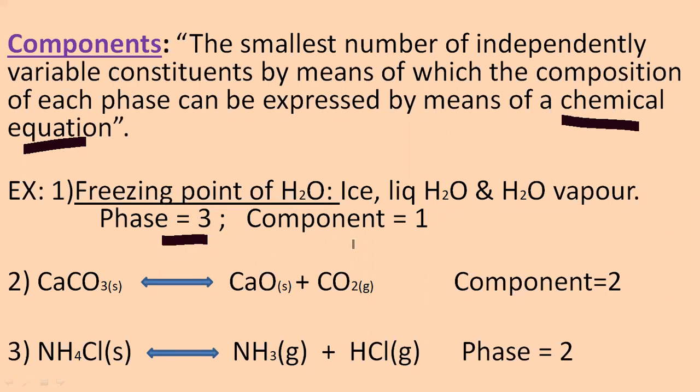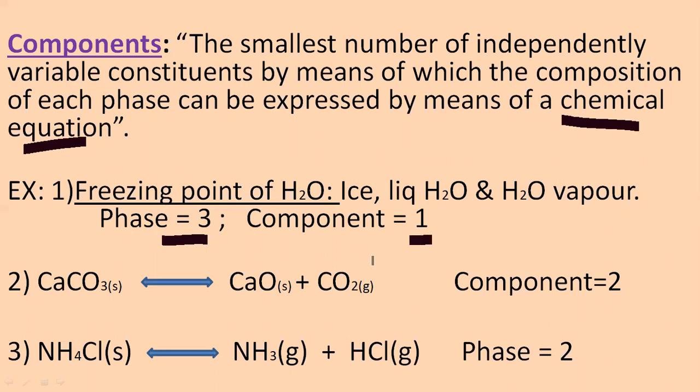But when you see the component, as component deals with the chemical composition, when you take the example of water in the solid, liquid and vapor states, the states are different, but its chemical composition remains the same. In all three states, it's water only. Therefore, the number of components for this example is equal to 1.